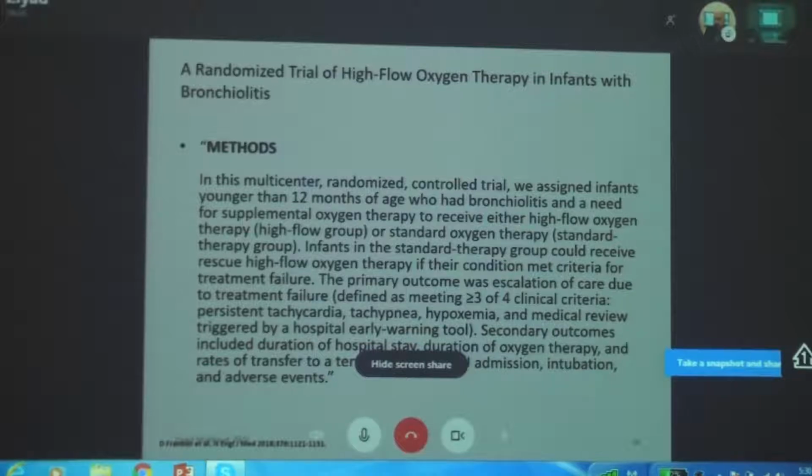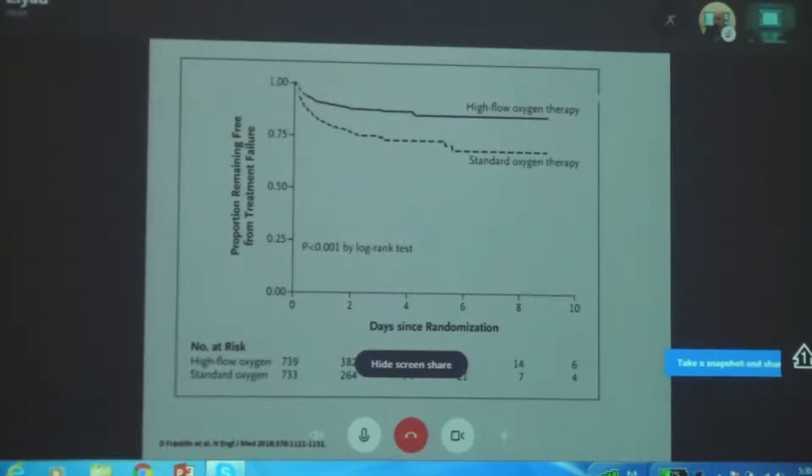So this is the methods of the study, and this is one of the outcomes they look at: the proportion remaining free from treatment failure in the two groups. And you can see here the two groups, and this depends on the date. Now you can see it's very customary to add to the Kaplan-Meier the number of people who are at risk, who are remaining in the study. So you can see they started with equal numbers due to randomization. That's a large sample, about 1,500 people. By day 2, most of those patients are out of the study.